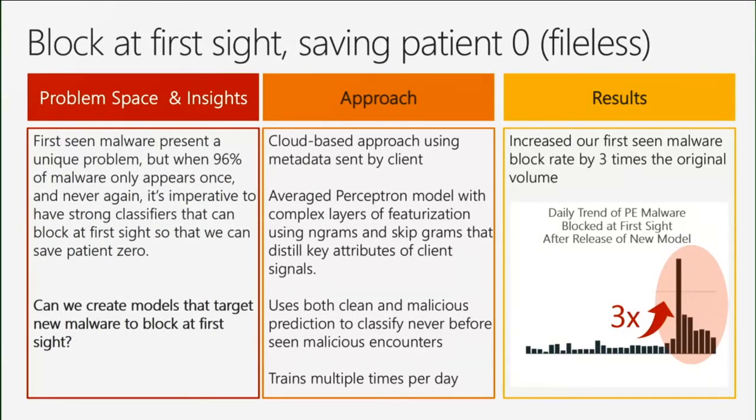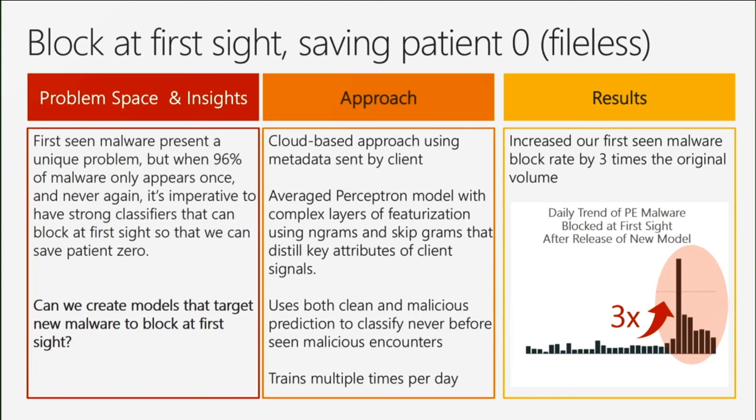So I'll talk about some of our block at first sight models. We've got one version that doesn't require a file, just works on telemetry alone, and another that requires a file. So this first one, the primary goal of this model is to save patient zero. Save the first person who encounters the file, because we know that 96% of the malware out there, that's what it's going to do. So this model uses an averaged perceptron model, and it does this incredibly complex set of feature reduction to get to a very precise set that represents clean and malware files.